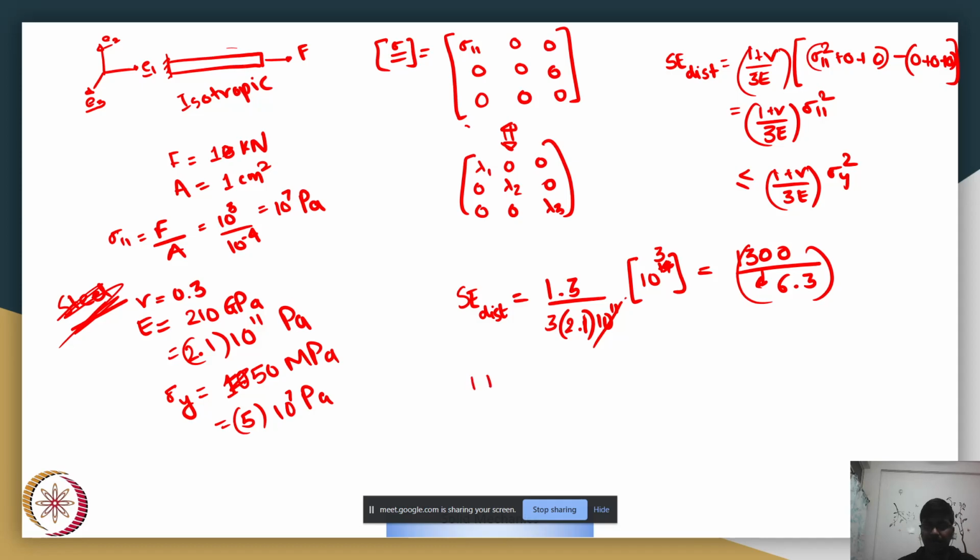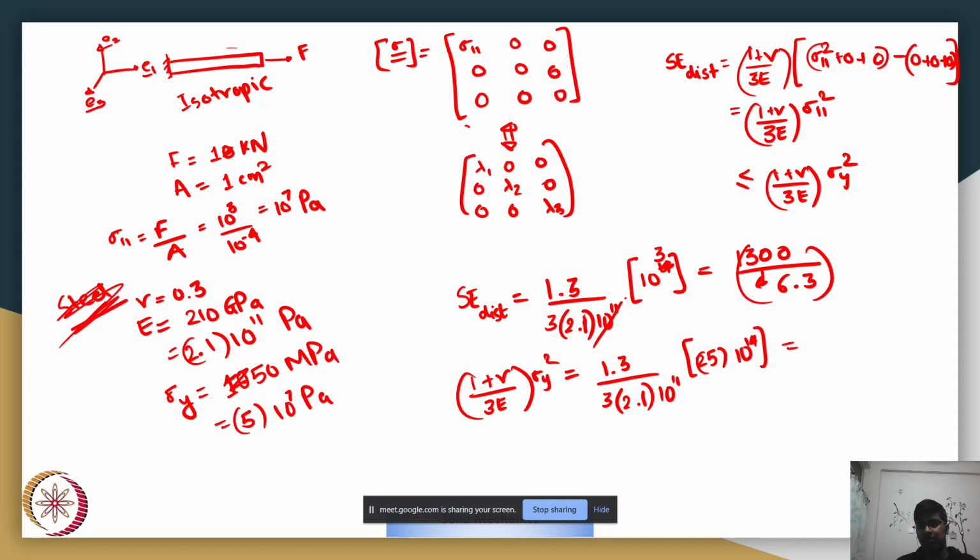And it has to be compared with (1 plus nu) upon 3 times sigma y square, which should be nothing but 1.3 upon 3 times 2.1 into 10 to the power 11. Now 5 square is 25 into 10 to the power 14. So we have 1300 into 25 upon 6.3. So as you can see, this value is greater than the strain energy of distortion, which basically tells you that your beam is safe.